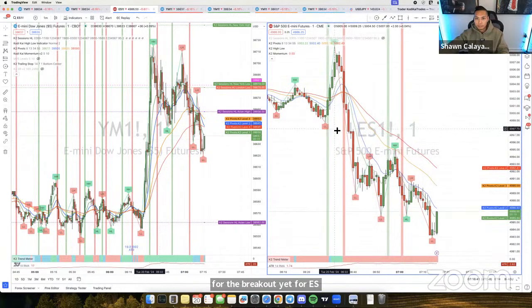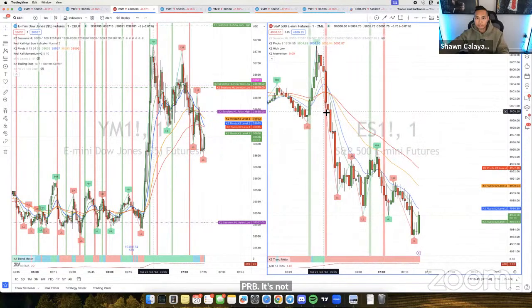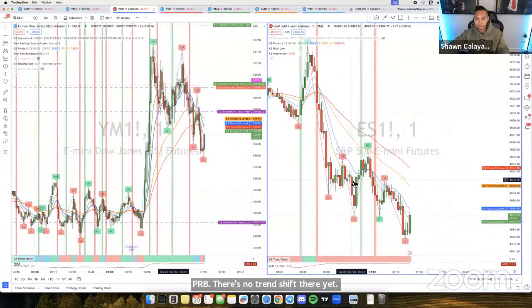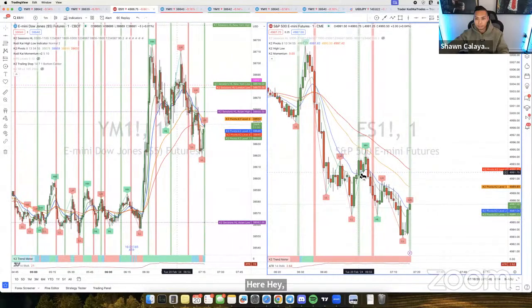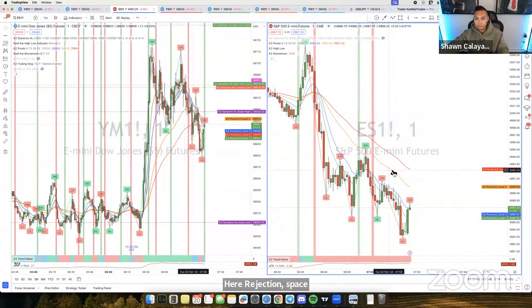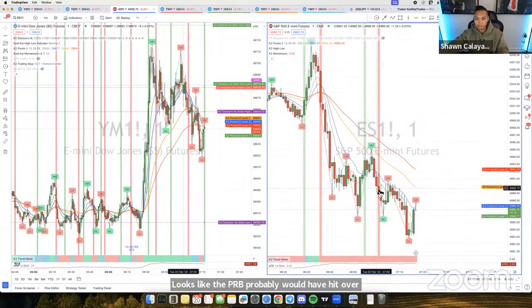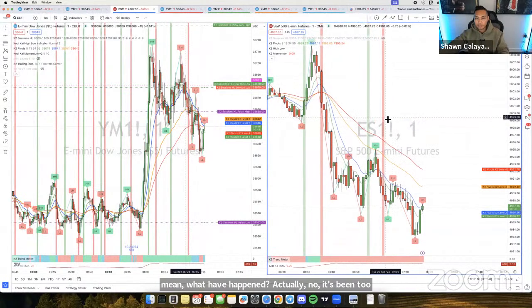I'm looking at the PRB. There's no trend shift there yet. Trend shift was right here. Rejection, space. Looks like the PRB probably would have hit over here. I mean, it would have happened. Actually, no, it would have been too late. It would have been 7 o'clock already. So I'm just matching the two right here, Kenny.